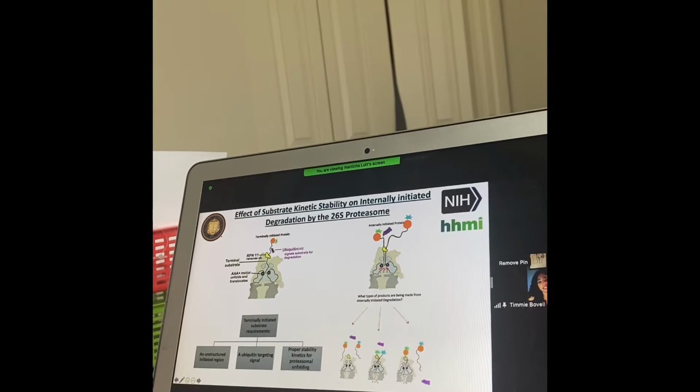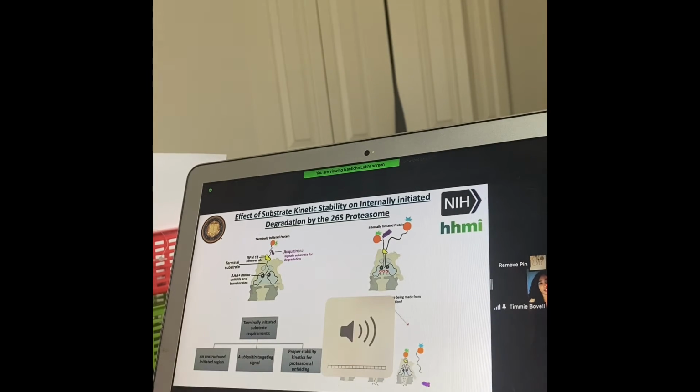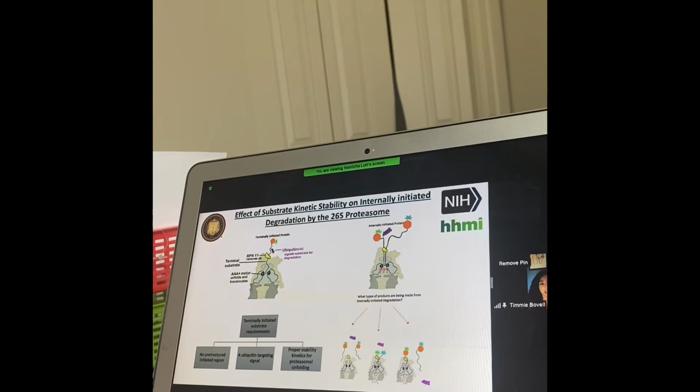Much of our understanding of proteasomal degradation has been based on terminally initiated proteins. So looking at the image on the left, you see the orange sphere is a protein, and coming from the sphere is an unstructured region. The terminal end of the region of the protein starts at the triple-A ATPase motor, and that motor mechanically unfolds the protein by ATP hydrolysis.